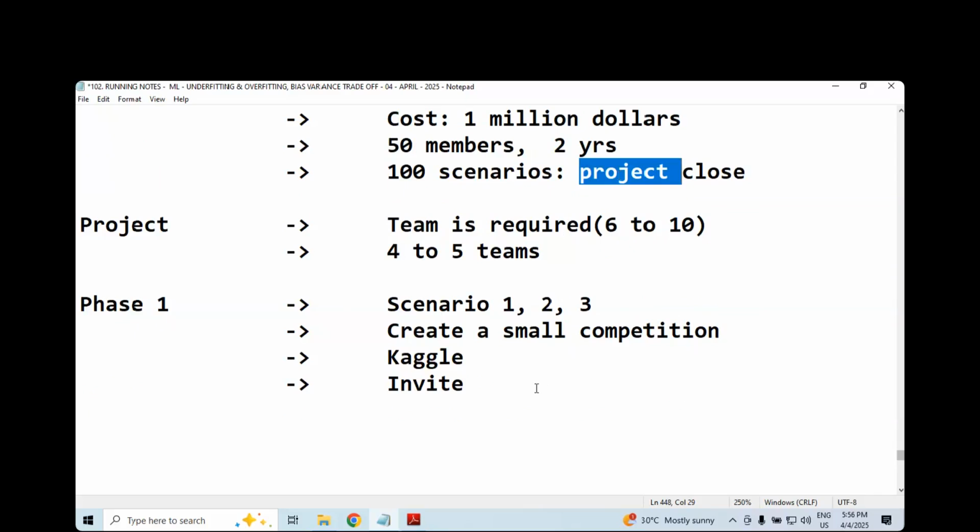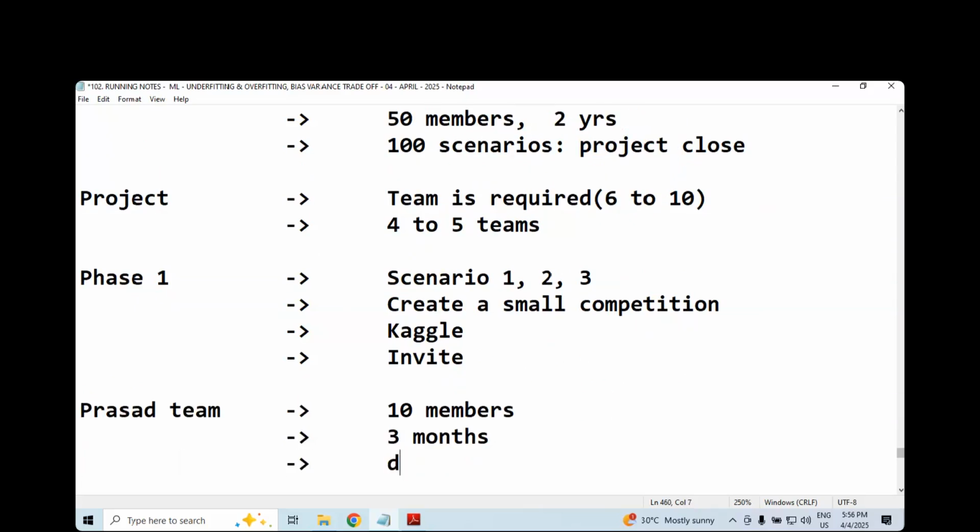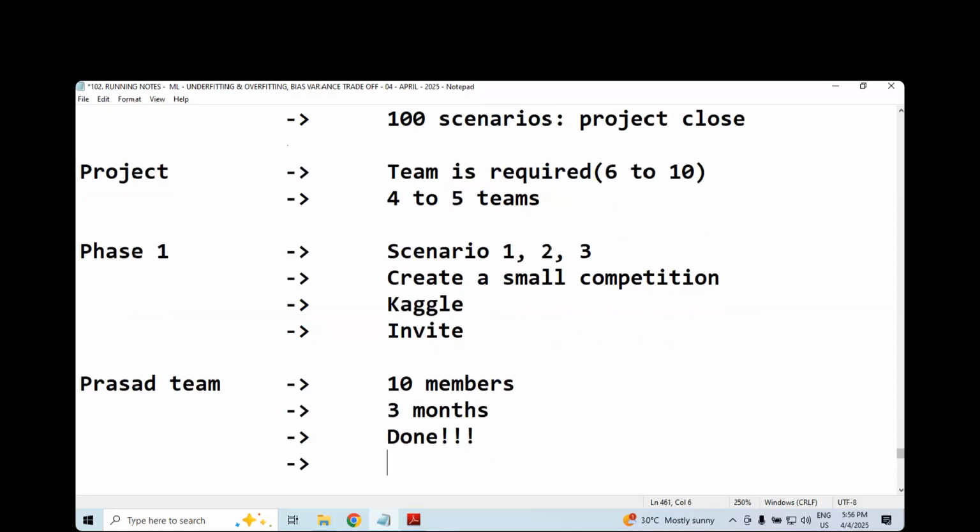Then in Kaggle, think like there is a person called Prasad. And he has a team of, on an average, 10 members. The duration will be 3 months actually. How many months, sir? 3 months actually. Then he does the implementation. He does what exactly, sir? Implementation. Now prize money. It's the right time for prize money actually.